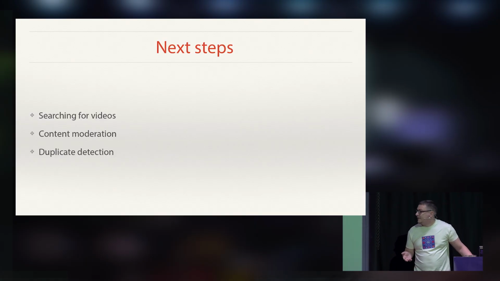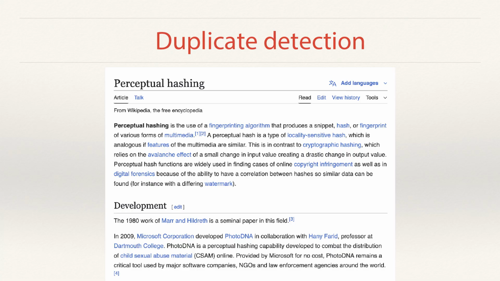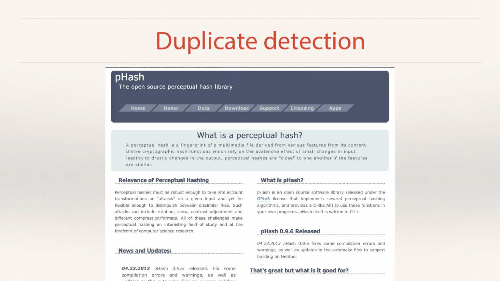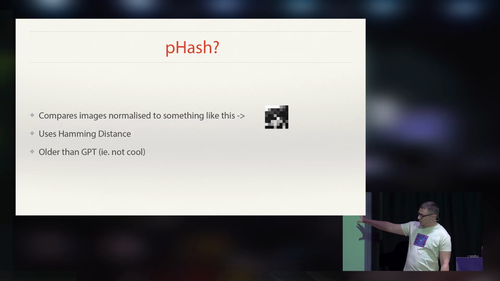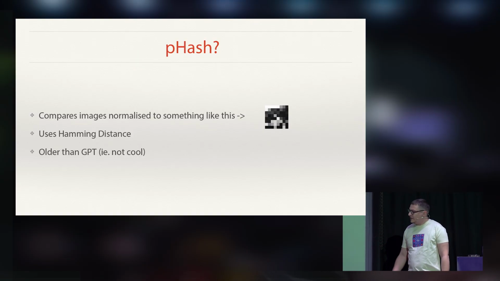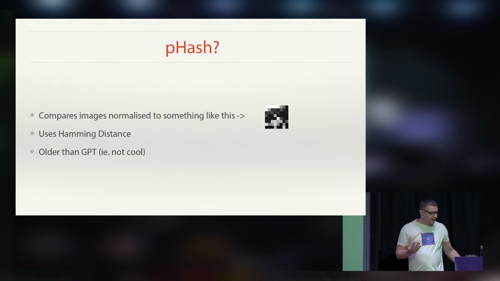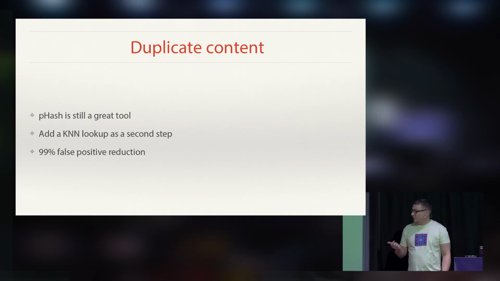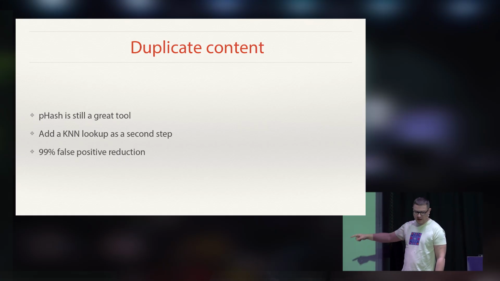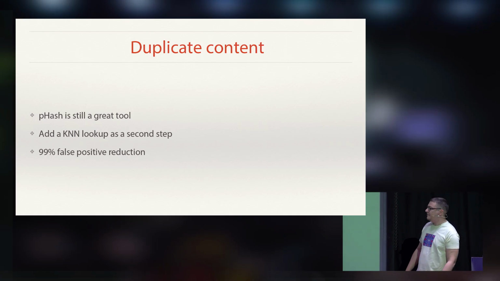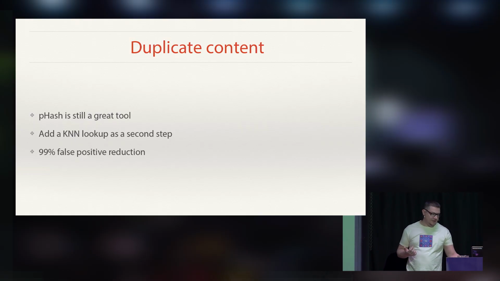What else? We can do duplicate detection. The traditional way of doing duplicate detection is something called perceptual hashing, which is an idea from the 80s, implemented in the late 90s. There is this thing called pHash, perceptual hash, which is a library that has a gem that is popular but very difficult to build because of some native extension shenanigans. It compares images normalized to something like this, does the Hamming distance, and it's older than GPT, so it's not cool anymore. But it's still a great tool. But if you do a KNN, so K-nearest neighbor, a vector search lookup as a second step, it reduces the false positives by 99%. Hooray.